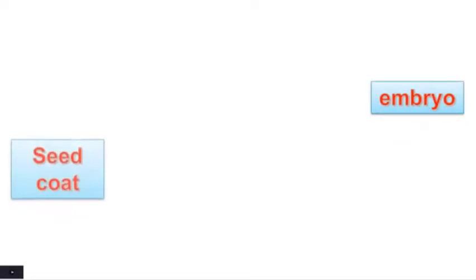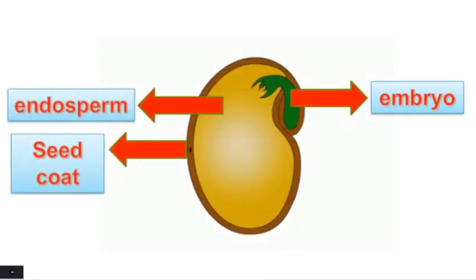Three components of a seed: seed coat, embryo, and endosperm.